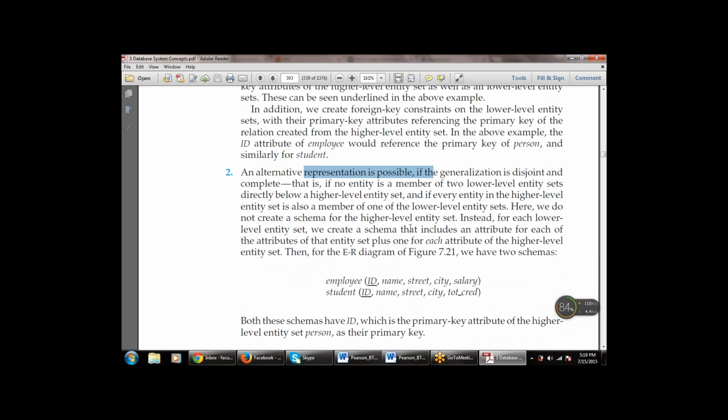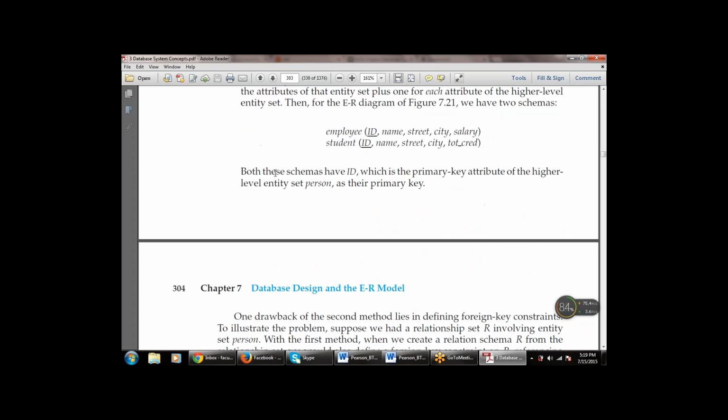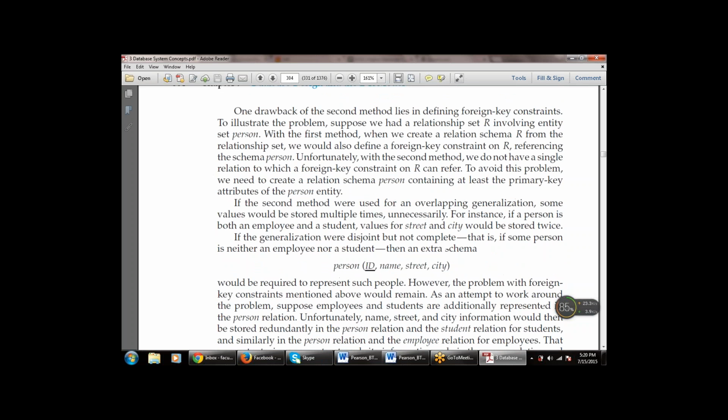Now the second part, the alternative representation that is also possible, is used if the generalization is disjoint and complete. That is, if no entity is a member of two lower level entity sets, we can directly use the lower level entity sets without the high level entity set. So both these schemas have an ID, which is a primary key attribute of the high level entity set. Person has a primary key.